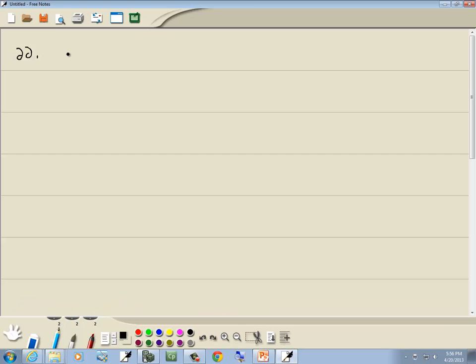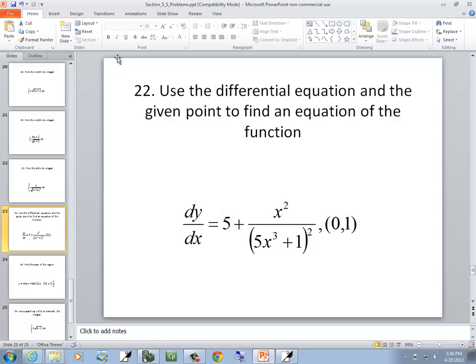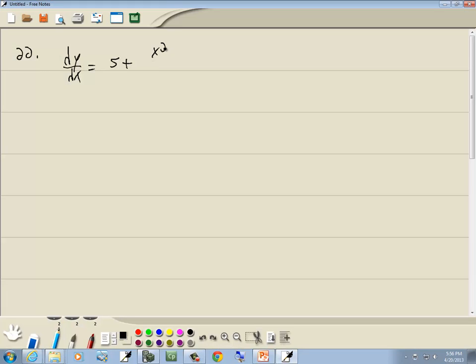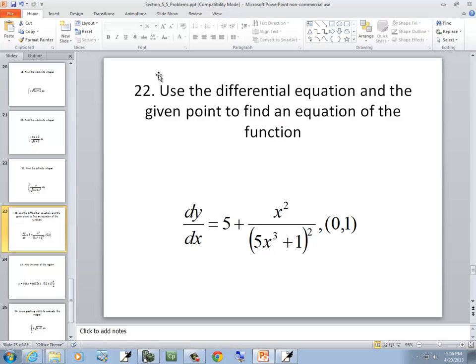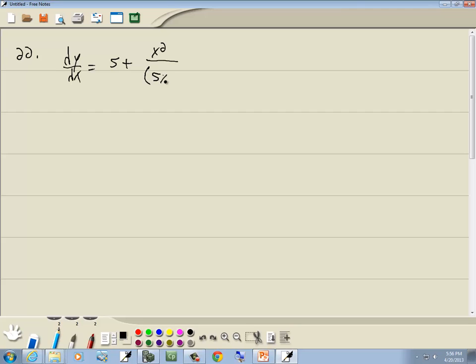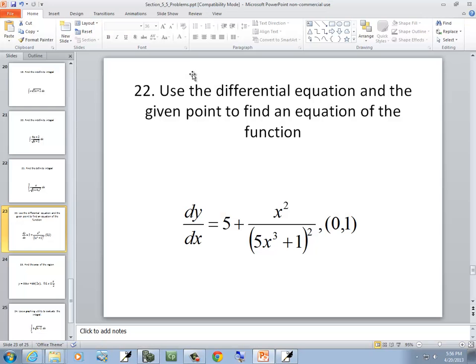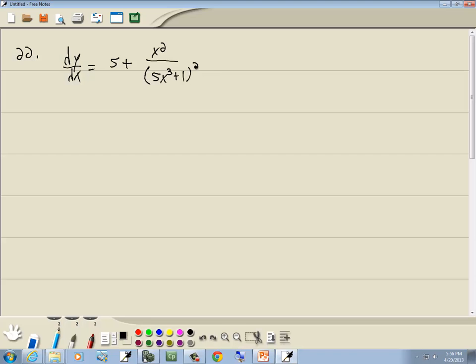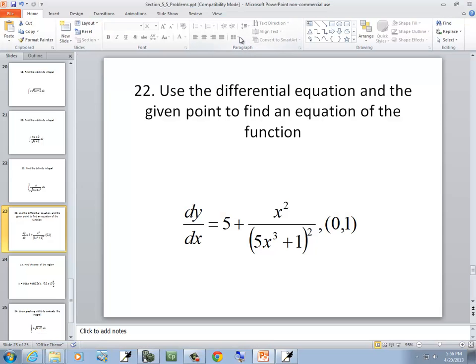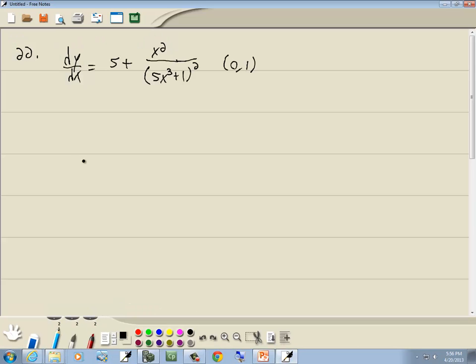Okay, so we got dy dx is equal to 5 plus x squared over 5x to the third plus 1, squared. Then this point here. Okay, it says use the differential equation and a given point to find the equation of the function. So we want to go backwards. We want to find y equals.